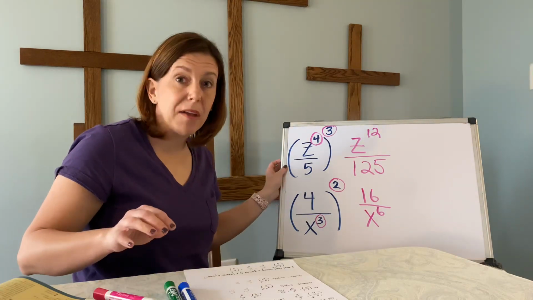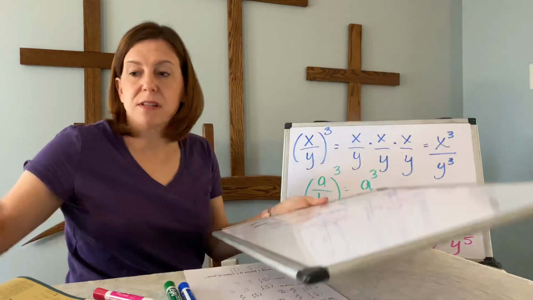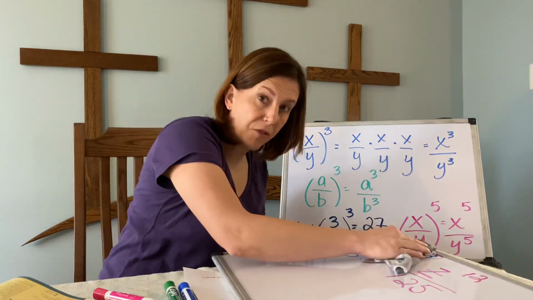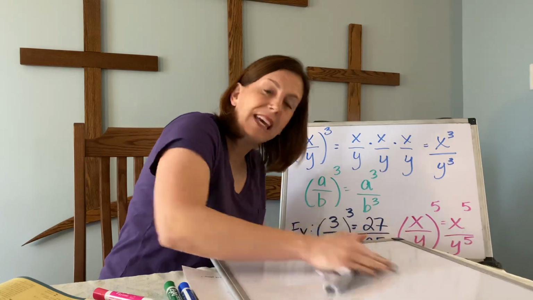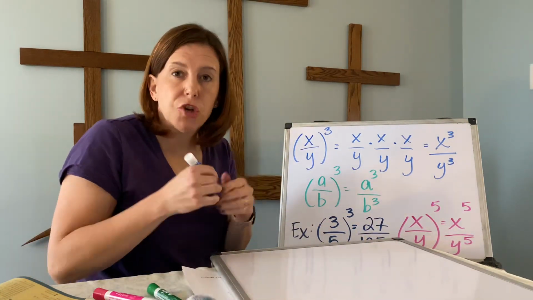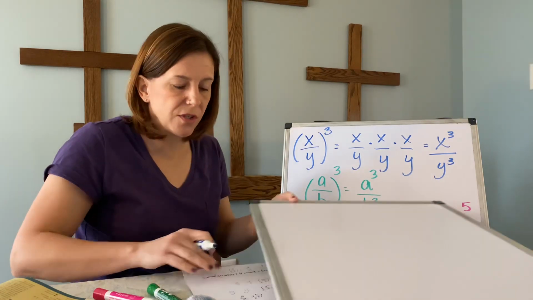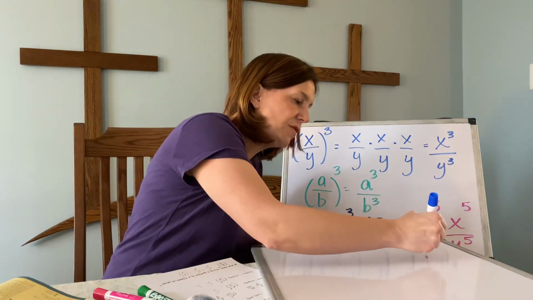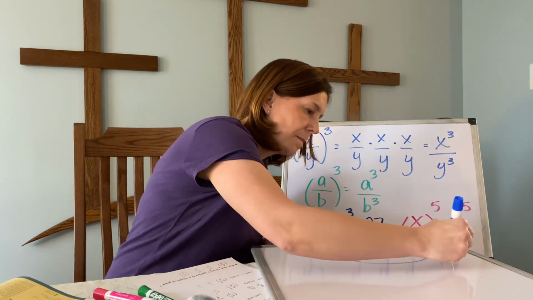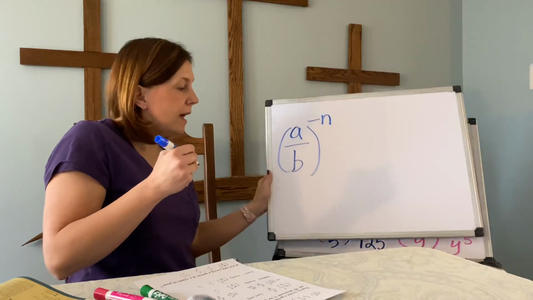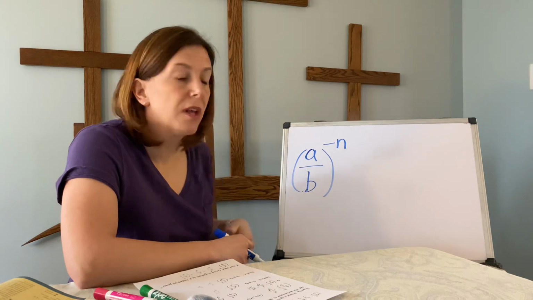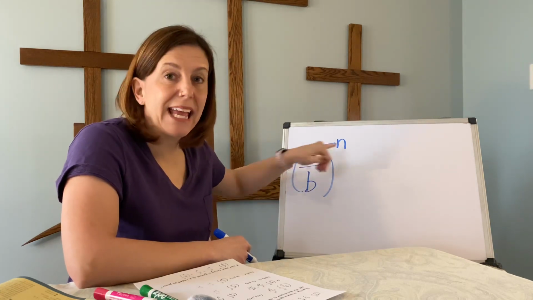Okay, I'm going to clean my board, and we're going to talk about something interesting that happens when we are raising a quotient, a fraction, to a negative exponent. We're going to study that and come up with a shortcut understanding for those situations. So I'm going to just use variables here. And say, well, what if, again, we have a quotient or a fraction being raised to a negative exponent.